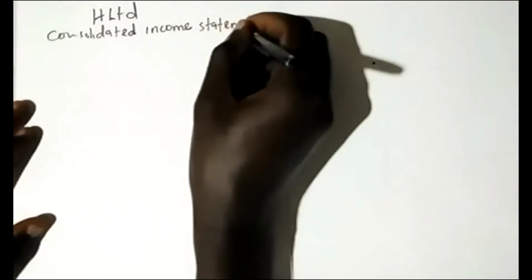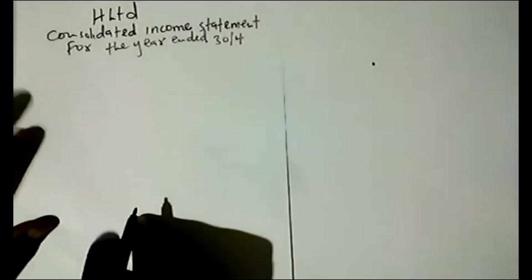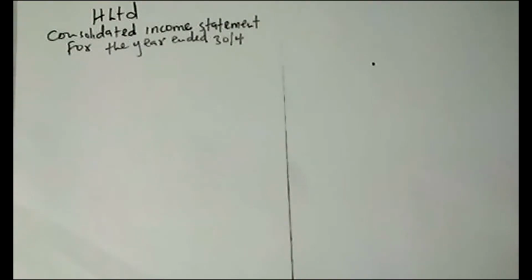So I will write H remittent, consolidated income statement for the year ended, it was started April 2016.